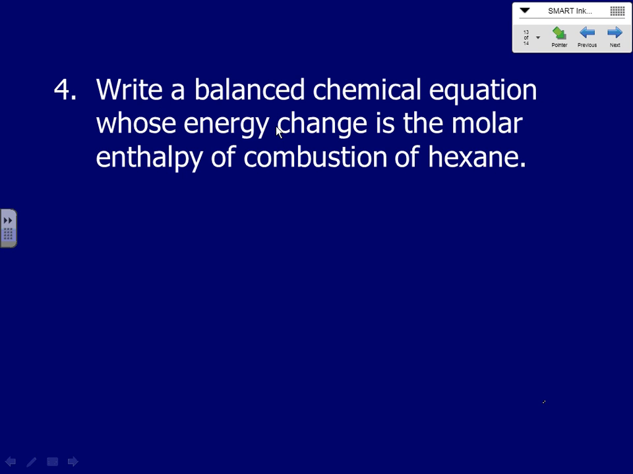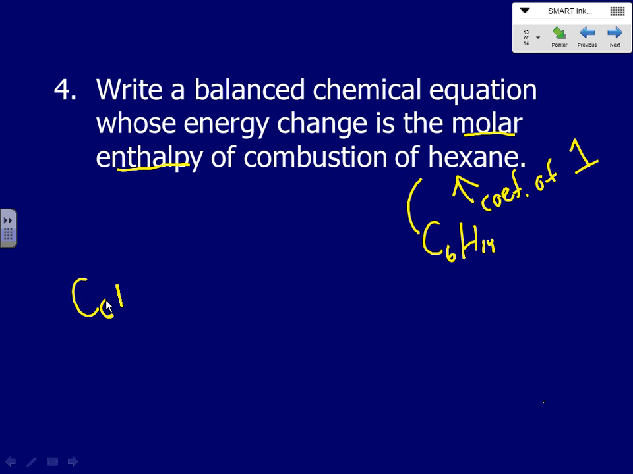Write a balanced chemical equation whose energy change is the molar enthalpy for combustion of hexane. Well, again, if it's molar, all that it means is that we need a coefficient, right? We need a coefficient of 1 for hexane. In order for you to do this, you need to know what hexane is. Hexane is C6H14. So we're simply writing a balanced chemical equation such that the coefficient for the hexane, C6H14, is 1 because it's molar.